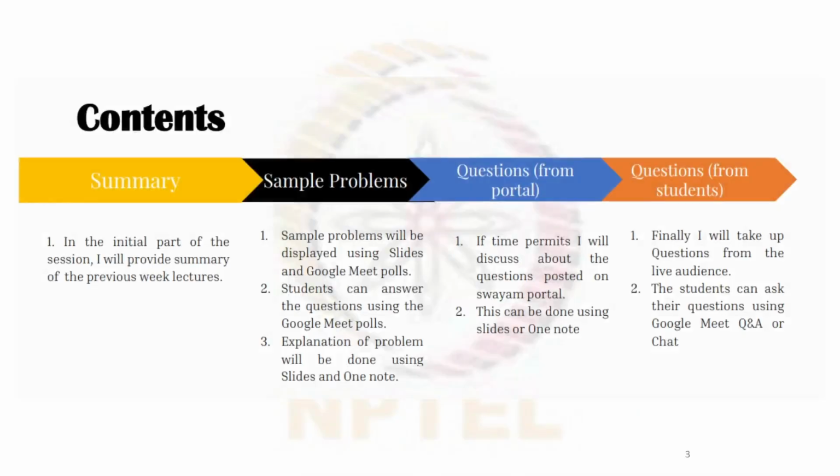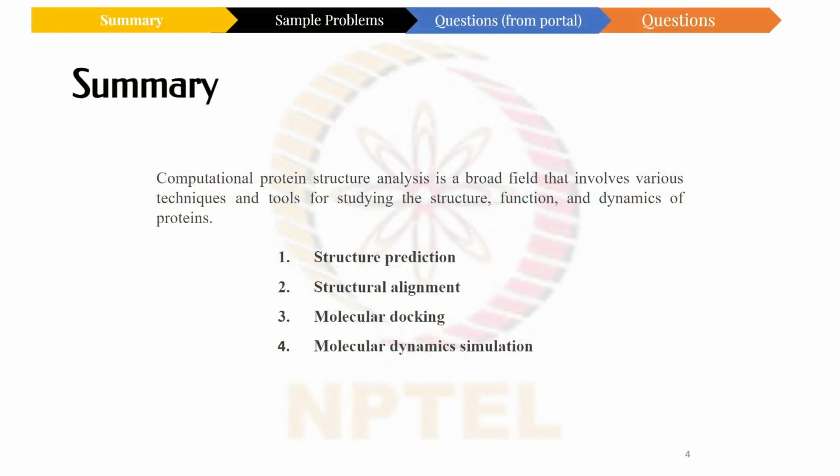In this course, we'll be seeing about computational protein structure analysis, followed by an introduction to protein stability. Computational protein structure analysis is a broad field that involves various techniques and tools for studying the structure, function, and dynamics of proteins. Here are some of its features, that is structure prediction. One of the primary features is predicting the 3D structure of a protein from its amino acid sequence.